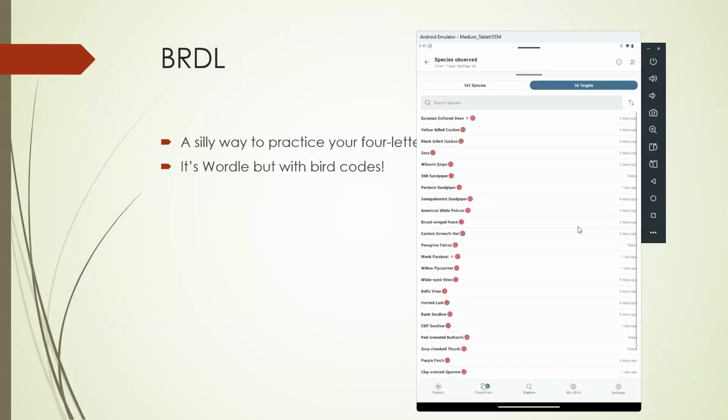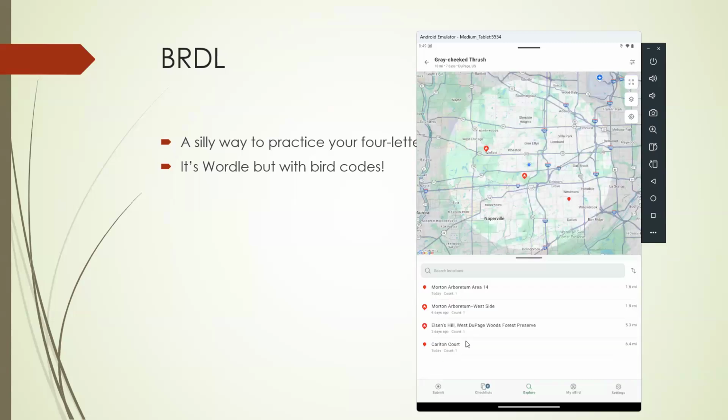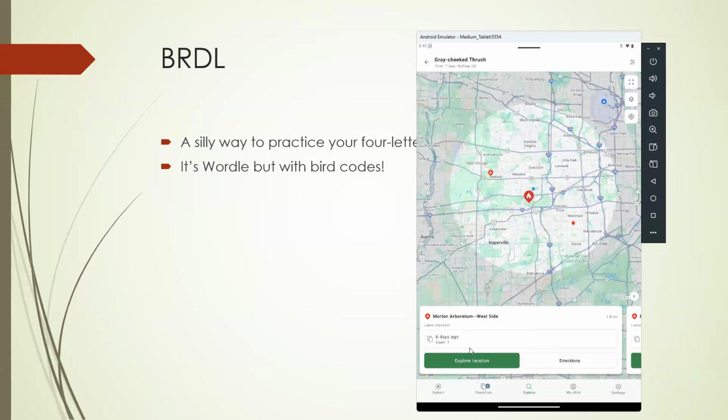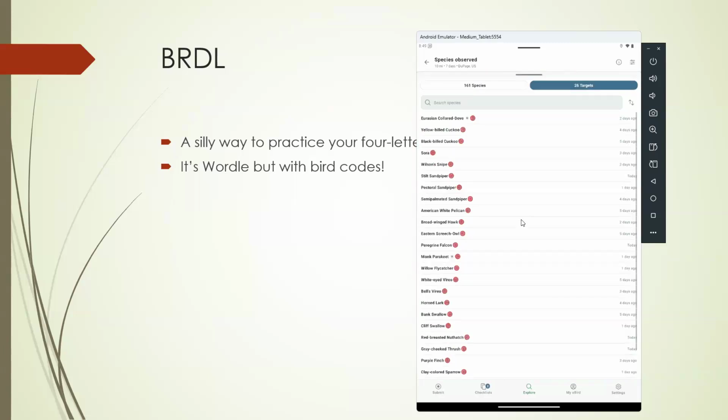I can go back to my list, look for something else. I want to see a gray cheek thrush. There's a bunch of options here. You've got your list. Apparently one of them was at Morton Westside, but that was 6 days ago. So you can just keep going through your lists, and if you're out there in the field and you're just trying to find things to go look for, this is a really good way to do it on the fly.